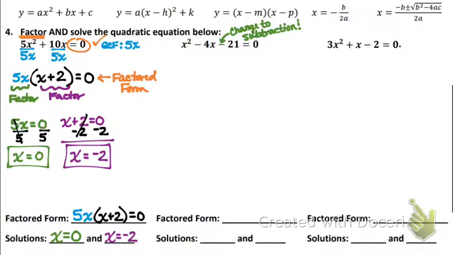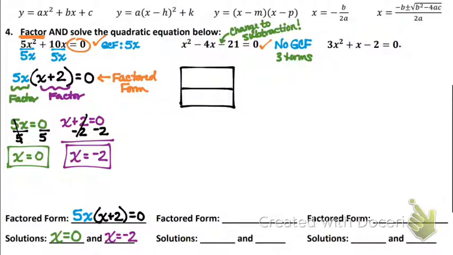All right. Middle one. Are we equal to 0? Yes. Do we have a GCF? No GCF. How many terms? 3 terms. So I'm going to do my box and my x. My a term goes up here, that's my x squared. C goes down here, that is -21.